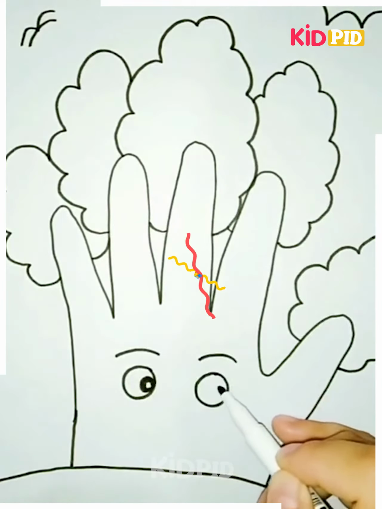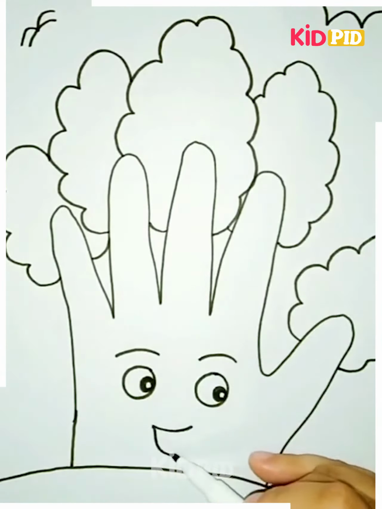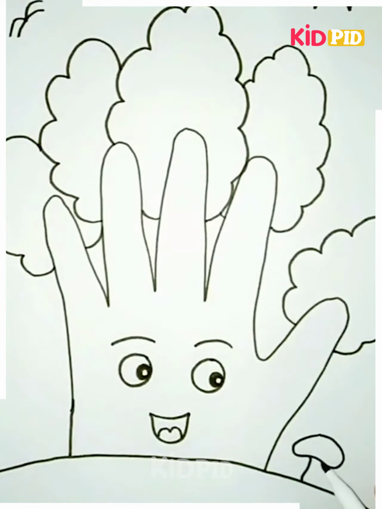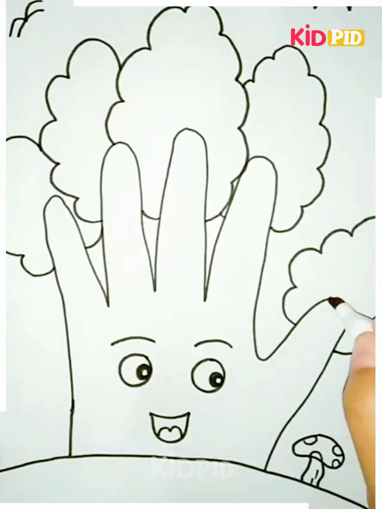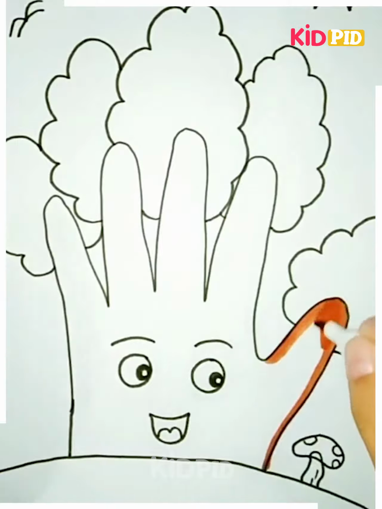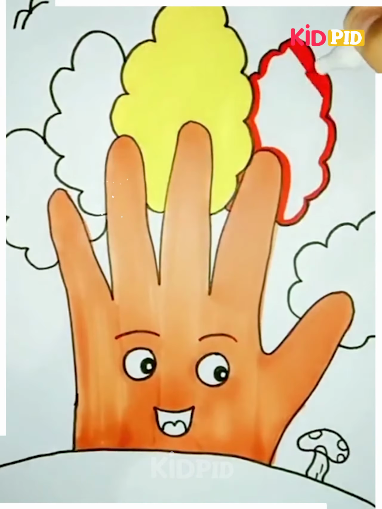We're gonna draw eyes, nose, and the mouth, and then we are going to draw some mushrooms beside the tree. After it's ready, we are going to color it by different colors.